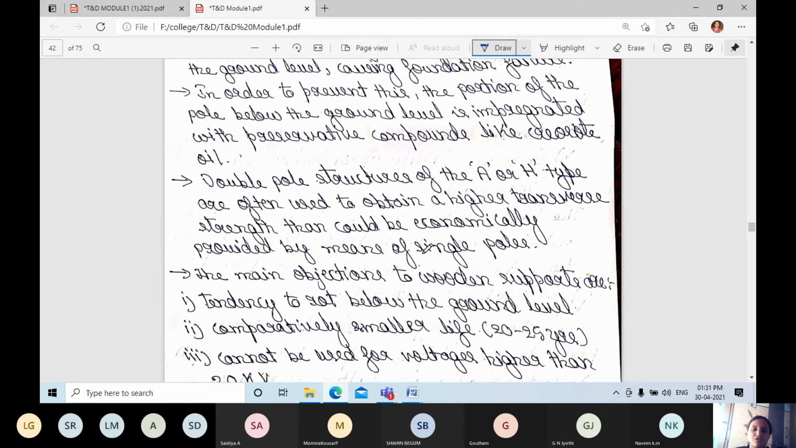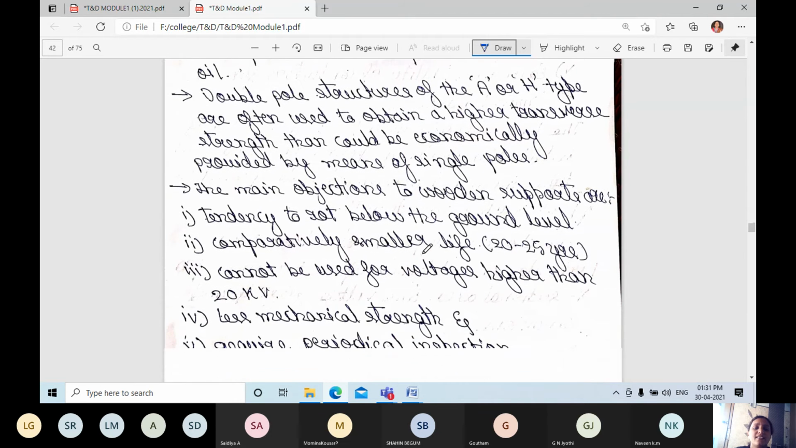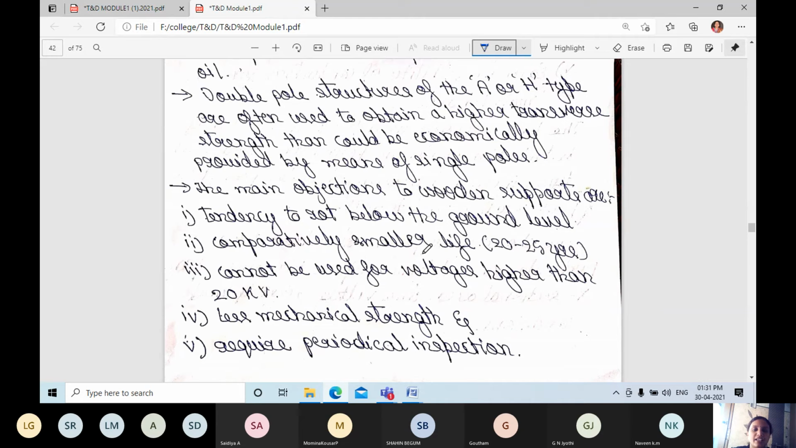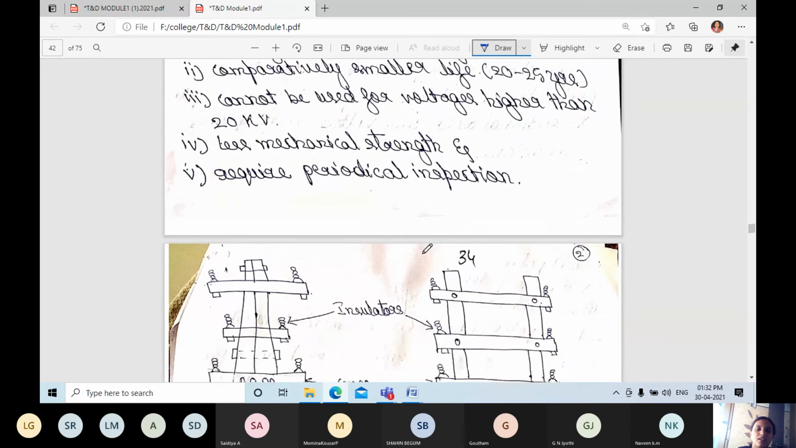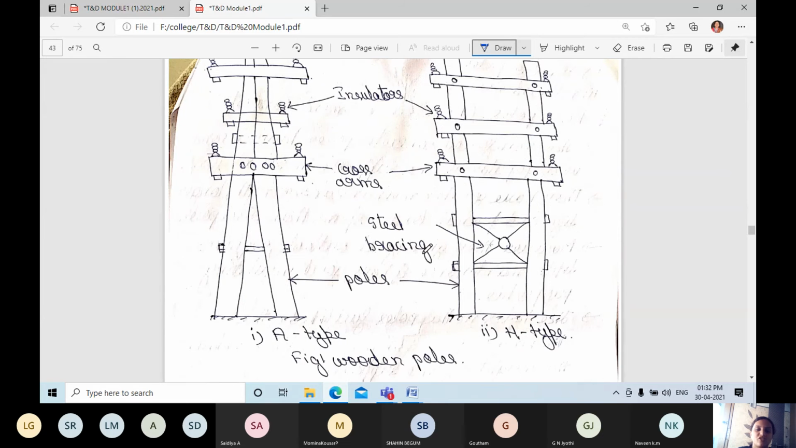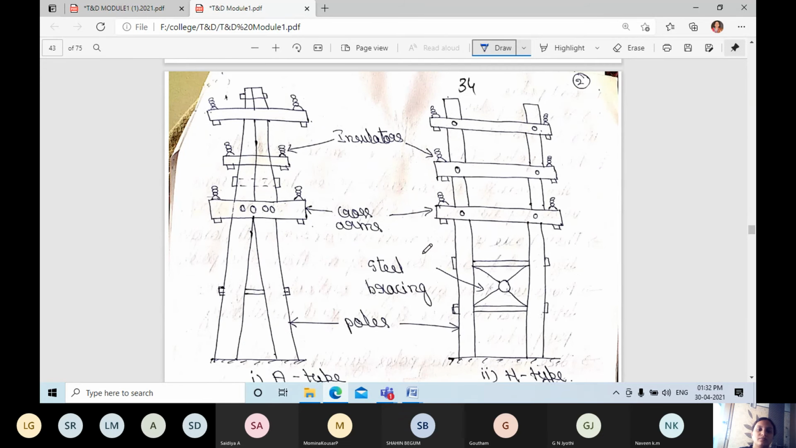Here are the main objections to wooden poles, that is, the disadvantages: the tendency to rot below the ground level and a comparatively smaller life, that is 20 to 25 years. They cannot be used for voltages higher than 20 kV, they have less mechanical strength, and they require periodic inspection. These are the disadvantages. These are the A type and H type wooden poles.